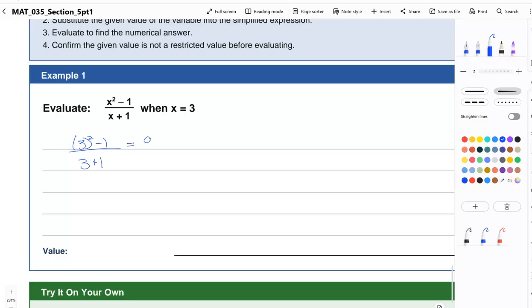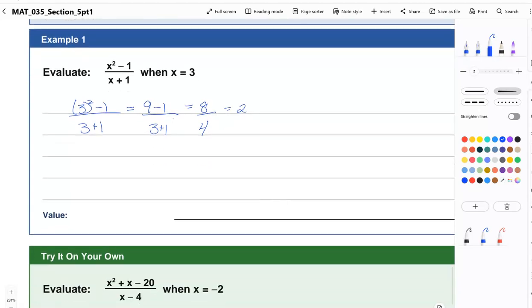Order of operations is I would do exponents first, so 3 squared is 9. And then there's an understood parentheses around the top of a fraction and an understood parentheses around the bottom of a fraction. So I'm going to simplify the top. 9 minus 1 is 8. I'm going to simplify the bottom. 3 plus 1 is 4. And I'm going to end up getting a 2 for this guy.